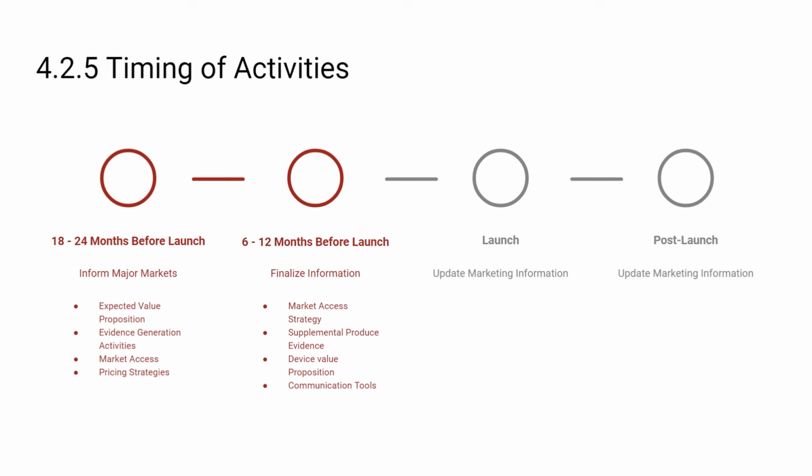Moving on to timing of the activities. At this stage of build stage, timing is determined by planned launch sequence and support from local markets. Approximately 18 to 24 months prior to the launch, major markets should be informed about the product, including but not limited to expected value proposition, evidence generation activities, market access, and pricing strategies. This information should be updated every 6 months or whenever a major revision occurs.